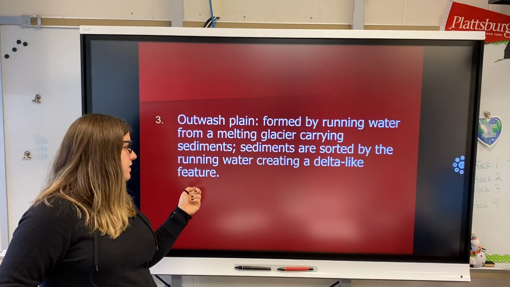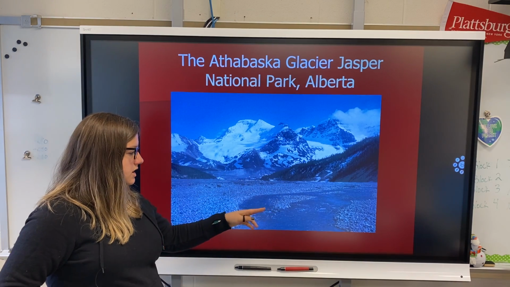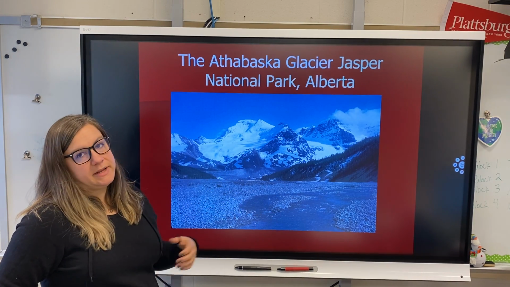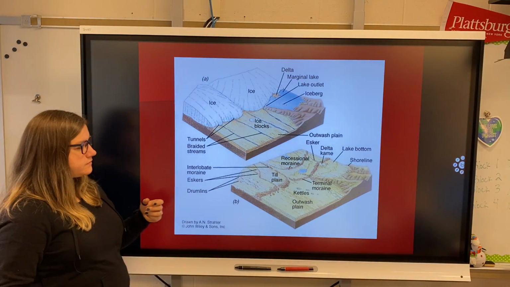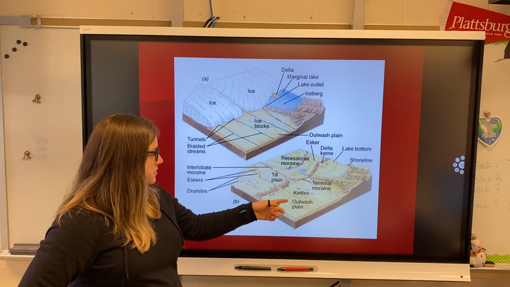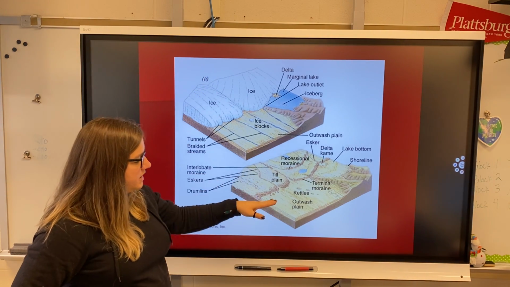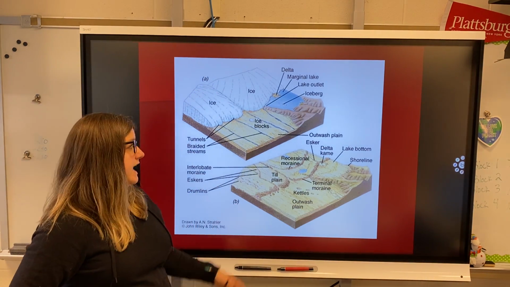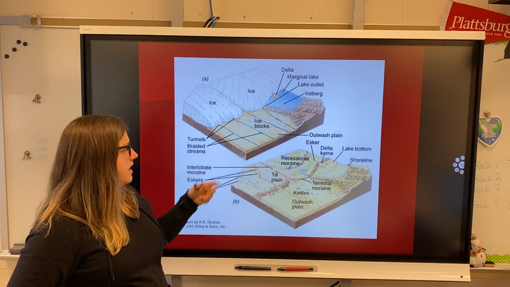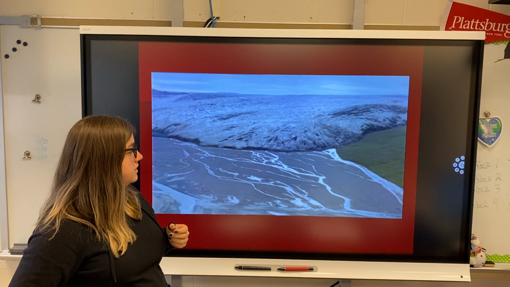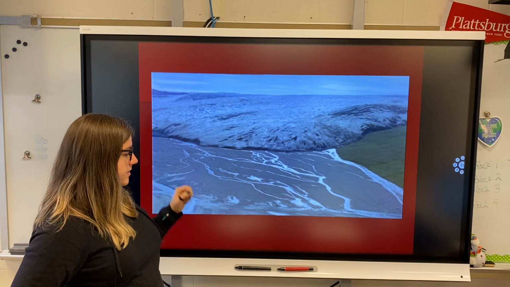A lot of times they can create delta-like features. So the glacier is up here, and then you have this outwash plain that's kind of flowing through. Depending on the time of year and all that stuff, depends on how much water is coming out of it. Okay, outwash plains are down here, so you have the ice that was melting, the water runs through. These outwash plains are what are left behind. A lot of times it's sorted sediment that comes through because it came out of the glacier. So here's your melting glacier, and then you have all these little outwash plains coming out of it.